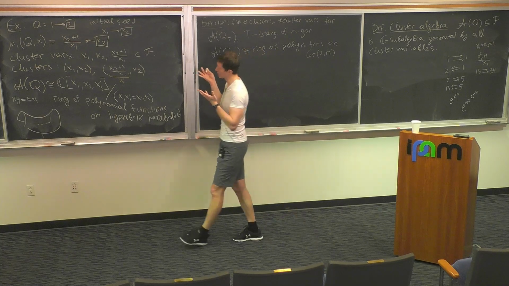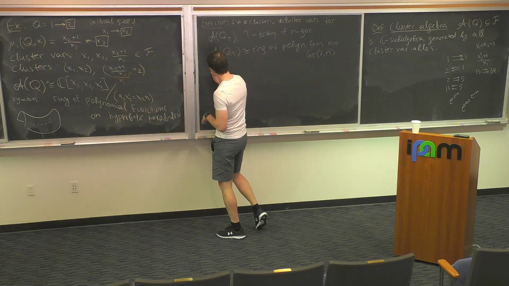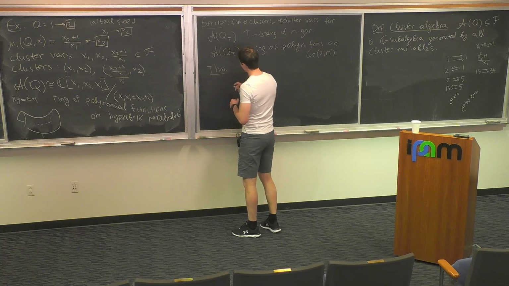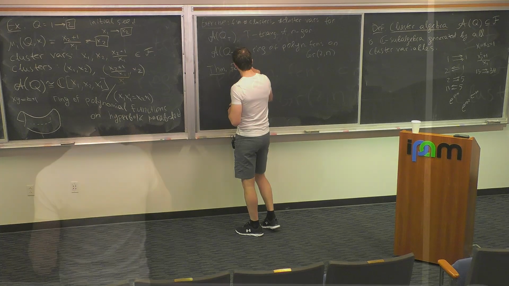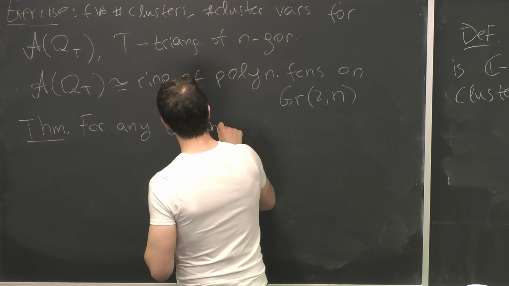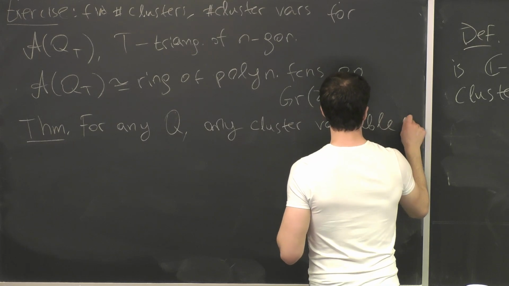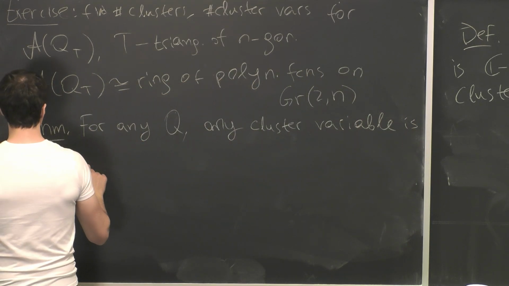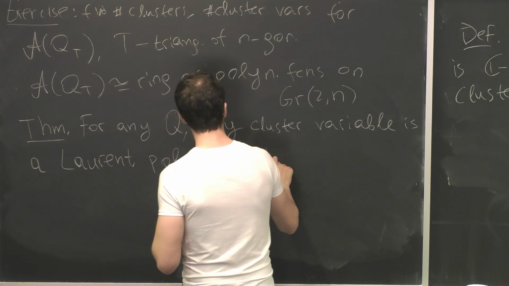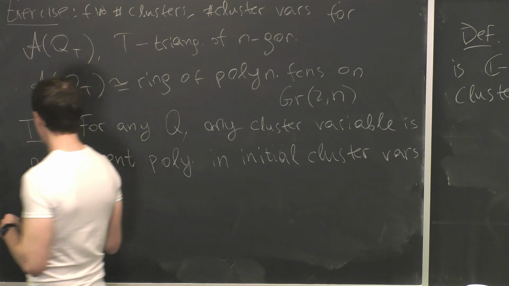So yeah, let me say one cool fact. So cluster algebras are very general, but still there are some theorems that people prove that are true for all cluster algebras. And so here's one theorem, which I guess Terence is going to also explain in more detail, but let me still mention it. It's kind of cool. So for any cluster algebra, let's say for any quiver, any cluster variable is a Laurent polynomial in the initial cluster variables with positive integer coefficients.